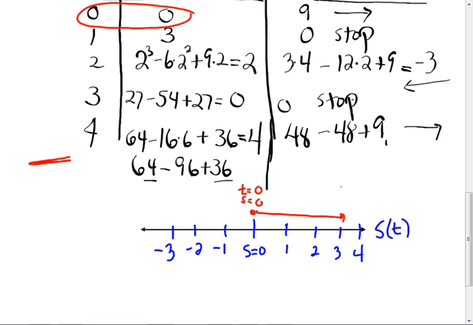What happens here? S is equal to 3 and V is equal to 0. So it's going to stop. And if I put on my calculator, it's going to be going fast, but it's going to slow down and stop. And then it's going to turn around. And at t equal to 2, it's going to go all the way back to negative 3. So it's going to go back here.